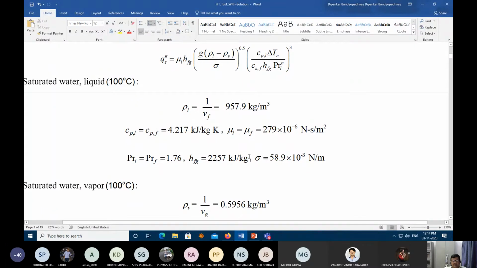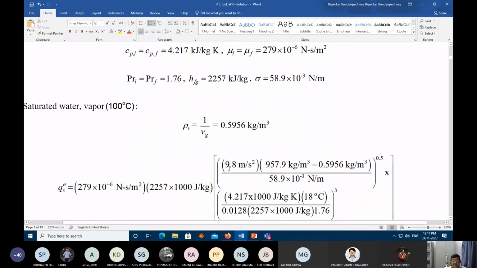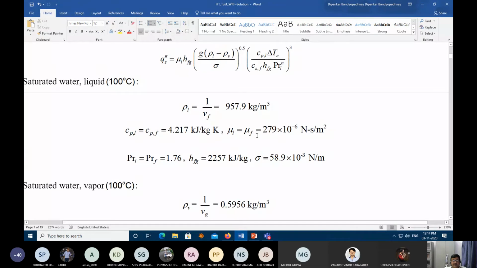Be very careful about this: joule per kg and joule per gram. Joule per kg means 10 to the power 3, so you will have 10 to the power 3 here. And then you have G, which is 9.81. Rho L is how much? 957.9. And then rho V is very small, 0.59. You can ignore this also.